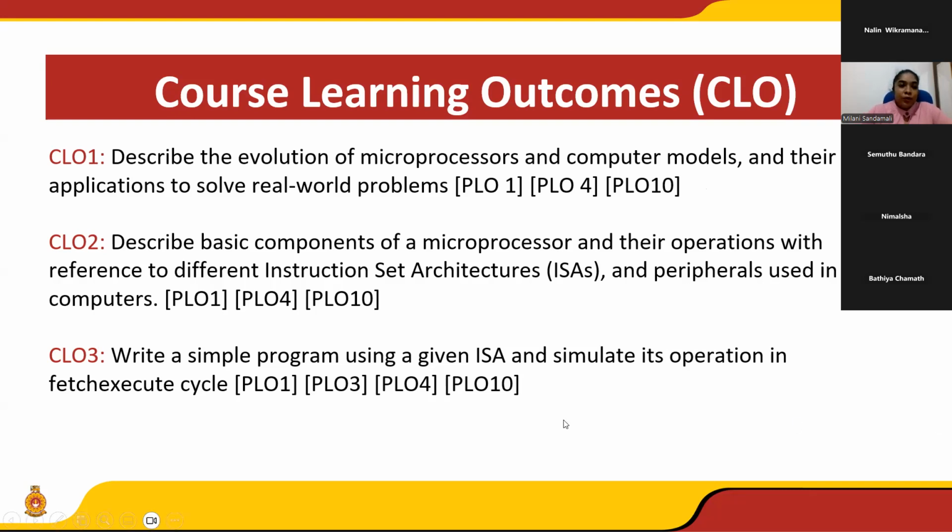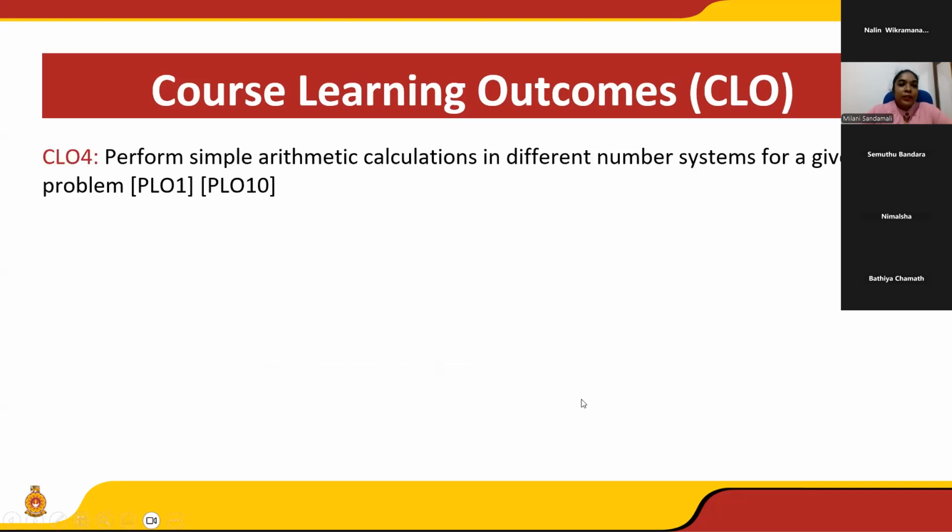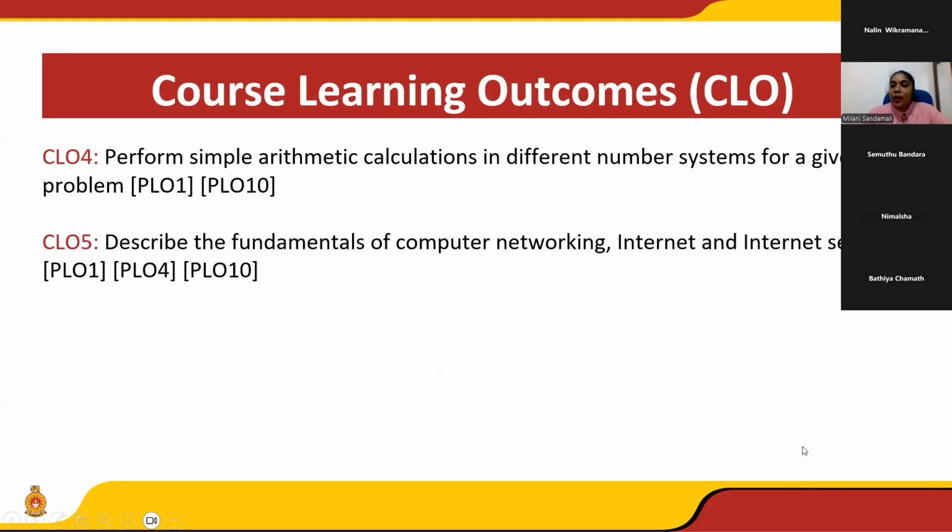Okay, we'll move to the next slide then. As CLO4, we will learn about performing simple arithmetic calculations using number systems such as binary, decimal, octal, and hexadecimal. You have to know these things in order to learn the basic concepts of operations inside the microprocessor.